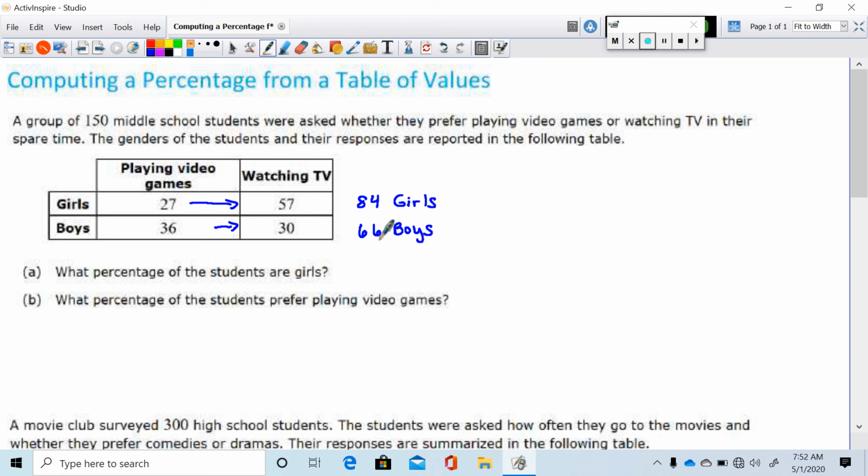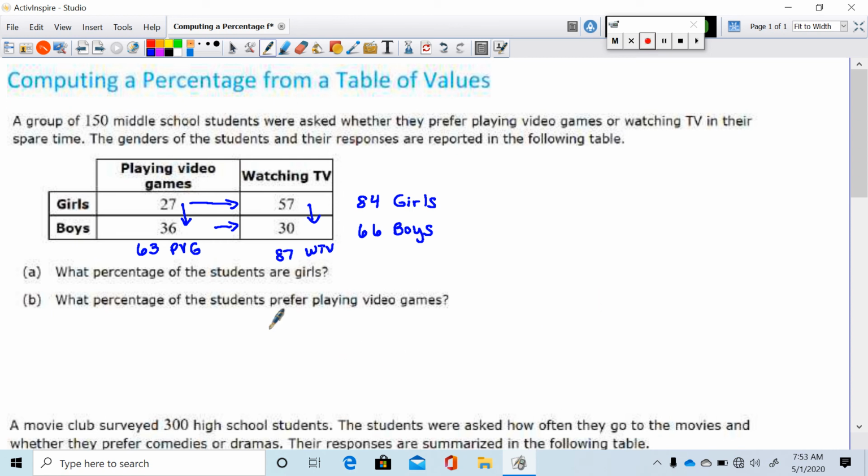And then I go up and down. Playing video games, add those. 27 plus 36 is 63. 63 of the students enjoy playing video games. I'll just put PVG for playing video games. And then for watching TV, 57 plus 30 is 87 for watching TV.